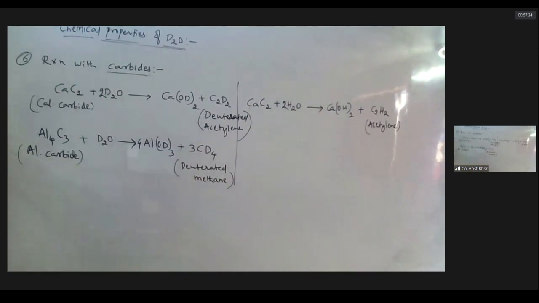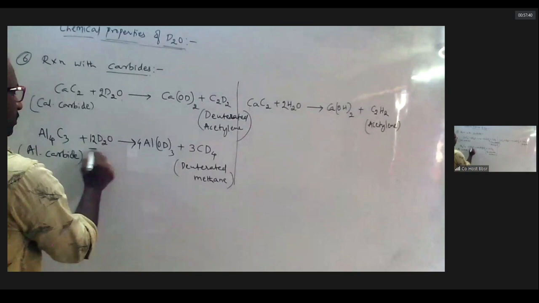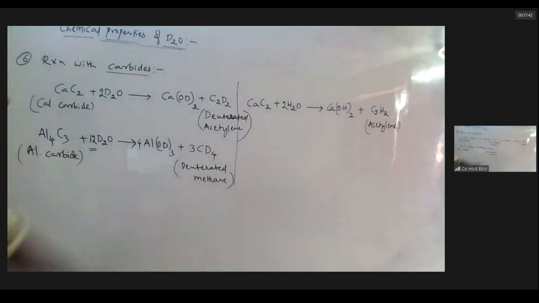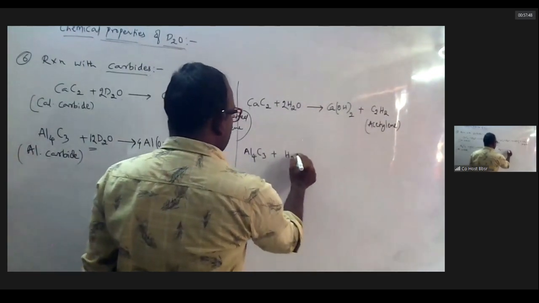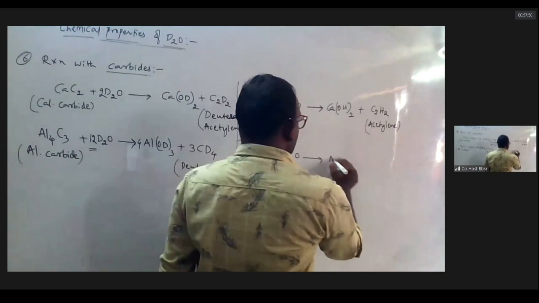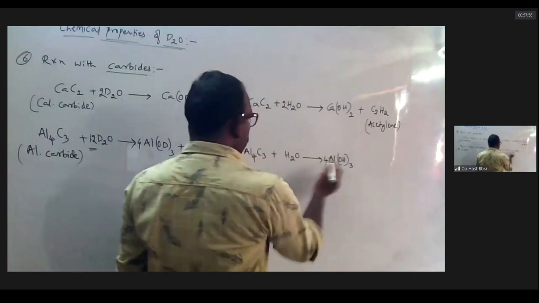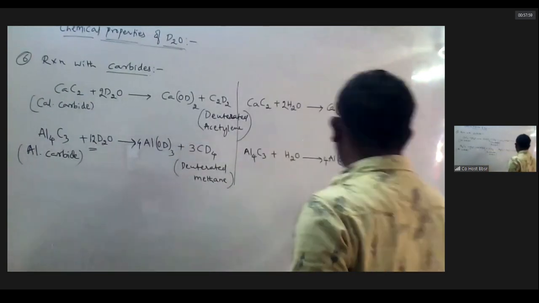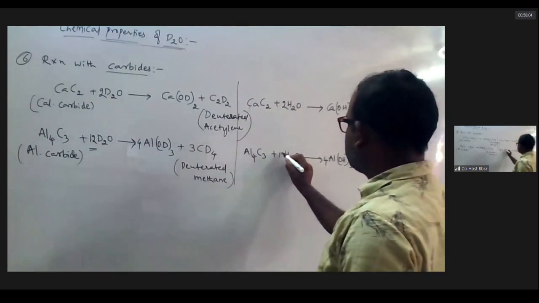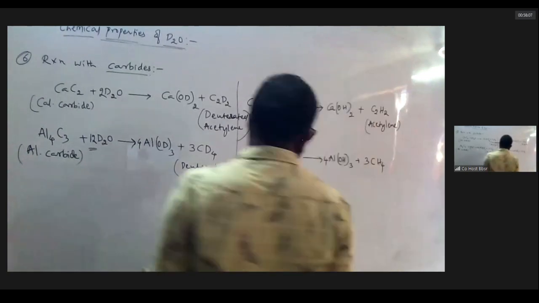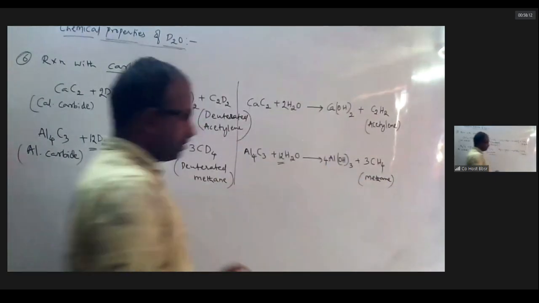Okay, so the oxygens are 12 oxygens here, 12 oxygens here. Therefore, here also, Al4C3 plus H2O. You are getting what? Aluminum hydroxide, Al(OH)3 taken 4 times here. Carbon is 3, so 3CH4. 12 oxygens means 12 oxygens. This is methane, right?